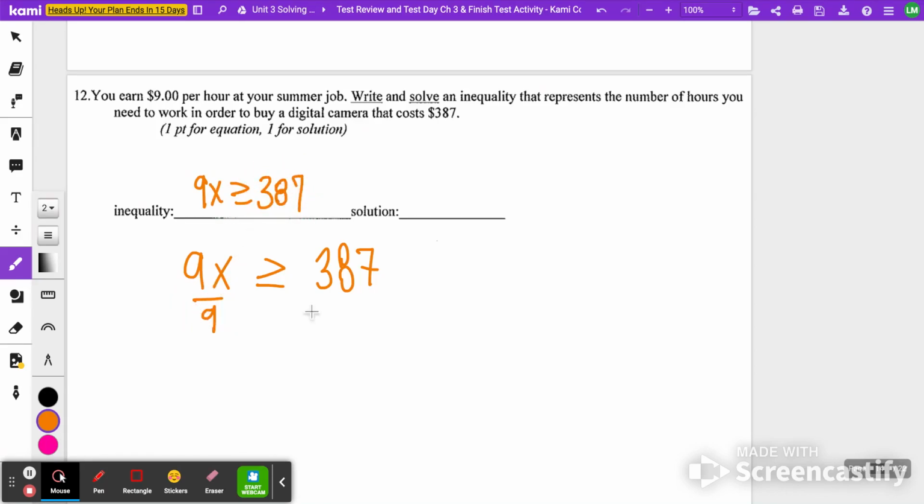Then I would solve it by dividing by 9. X would be greater than or equal to whatever 387 divided by 9 is, and that is 43. So I need to work a minimum of 43 hours.